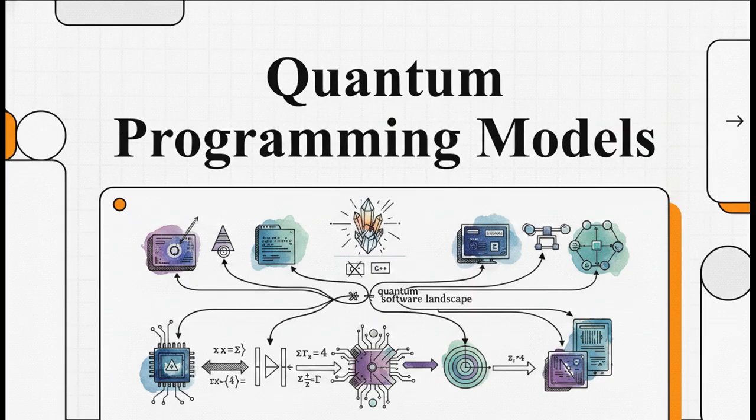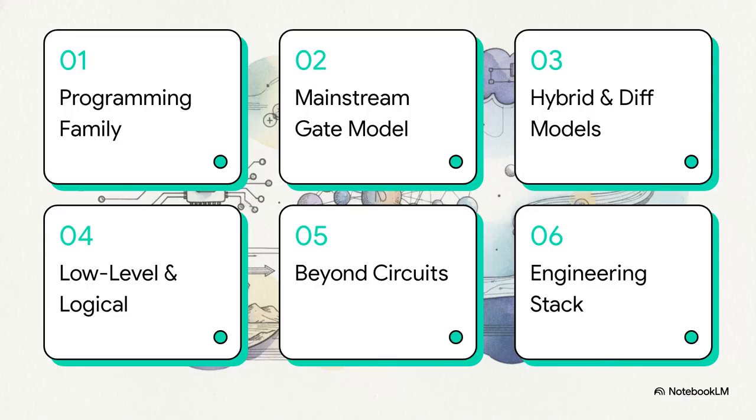Today, we're setting the stage for a comprehensive tour of the quantum software landscape. We're going to map out exactly how developers are translating all this complex math into physical reality on actual quantum processors. Here is our roadmap. We'll be covering the quantum programming family, the mainstream gate model, hybrid and differentiable models, lower level and logical control, alternative paradigms beyond circuits, and finally, the engineering stack reality.